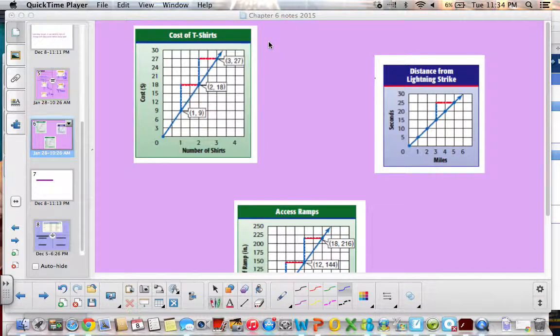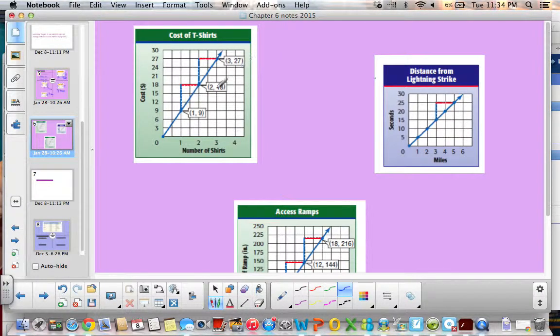So what I'm going to do is take (2, 18) and (1, 9), and I'm going to subtract. So I'm going to take 18 minus 9, and then I'm going to take 2 minus 1. Okay? Here's my y. Both of my y values, I'm taking the difference, and then both of my x's. So 18 minus 9 is 9. 2 minus 1 is 1.